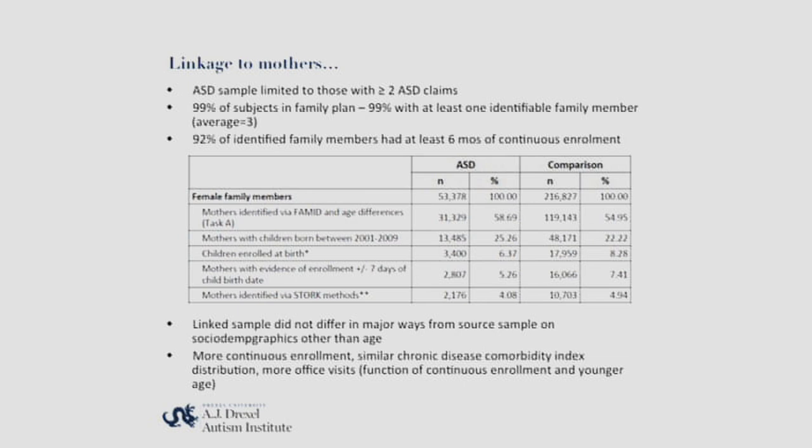The last step at the bottom that refers to the Stork method just eliminates moms that were by chance linked to more than one child, because then we couldn't be certain which child was the right match for that mom. So the bottom line is, even though we start with a group of 33,000 kids with ASD, only 6.5% of them could be linked to a mother in this fashion, where we could find the mother and we knew that we had the mom's claims at birth and could potentially look back into the prenatal window.